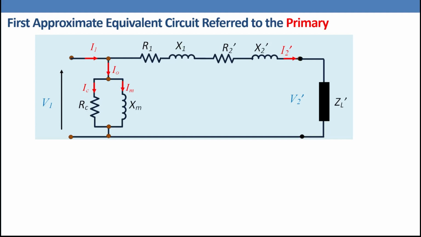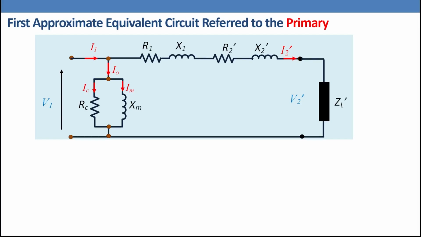This is why in transformer performance calculations such as efficiency and voltage regulation, which will be covered in the upcoming videos, the first approximate equivalent circuit is preferred if the data of the magnetizing branch is available. If it's not available, we're going to use the second approximate equivalent circuit. We can get a much simpler model without sacrificing accuracy.